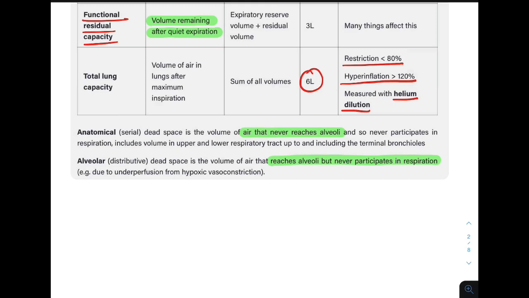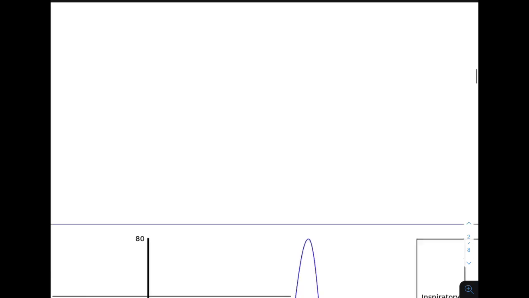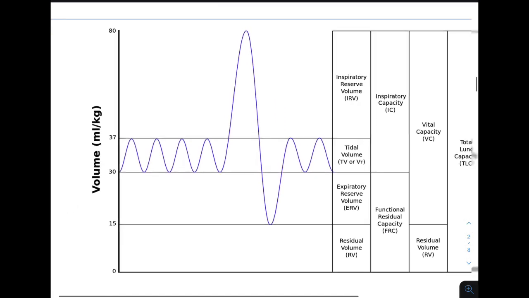And there are two dead spaces, anatomical and alveolar. It is very simple to remember. Air that never reaches the alveoli is anatomical dead space, and air that reaches the alveoli but never participates in respiration is alveolar dead space. Okay, good. That may be due to many reasons, like decreased perfusion or so.